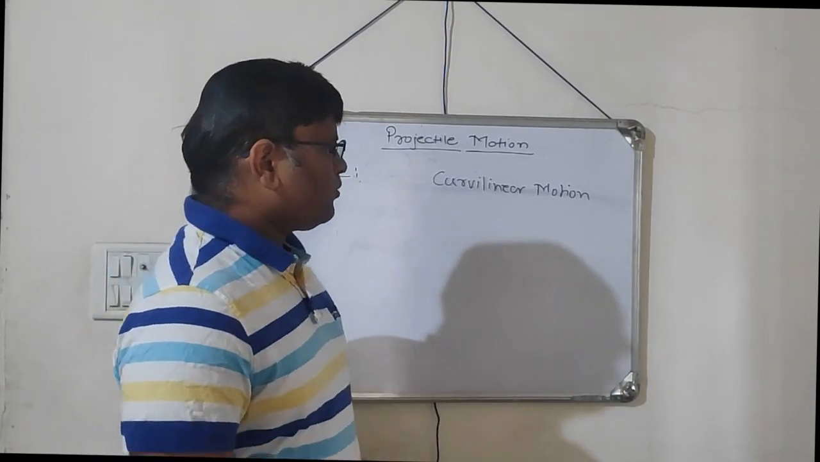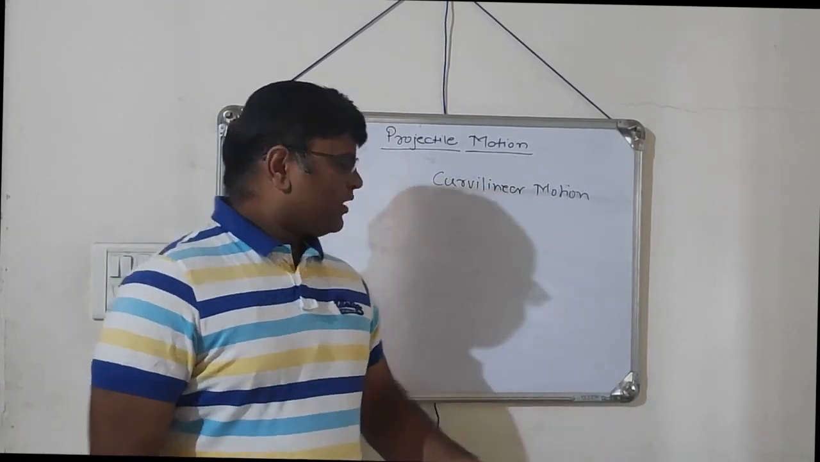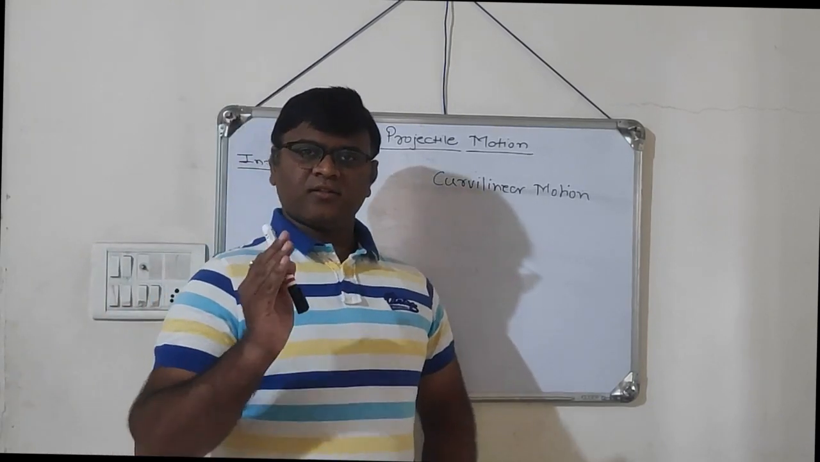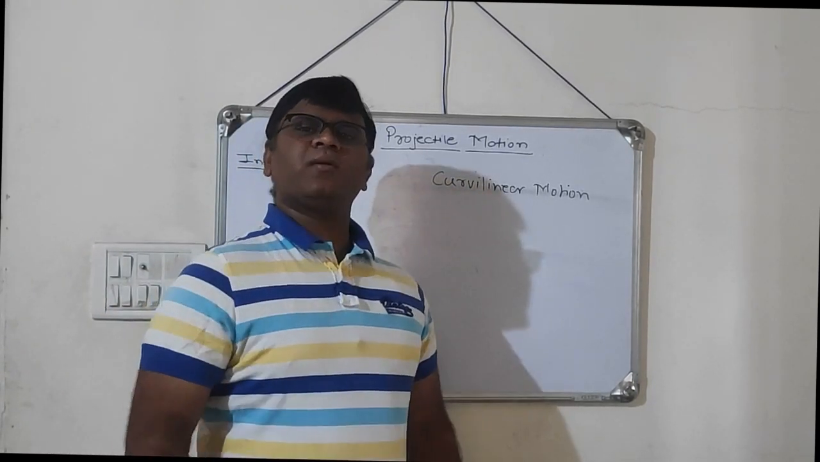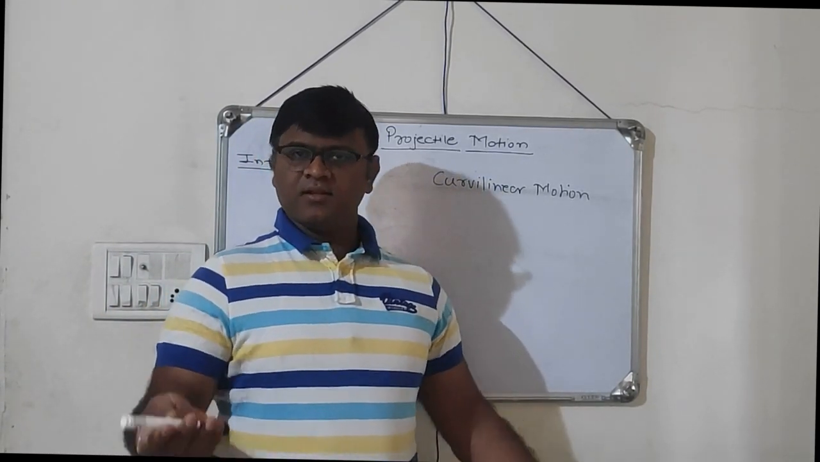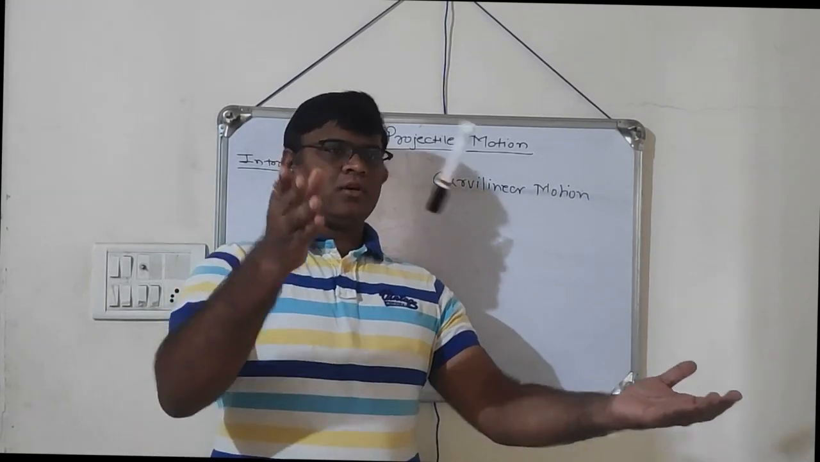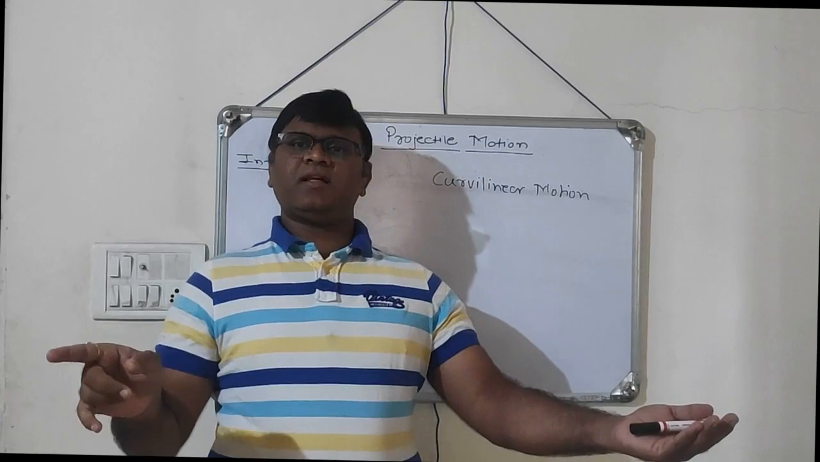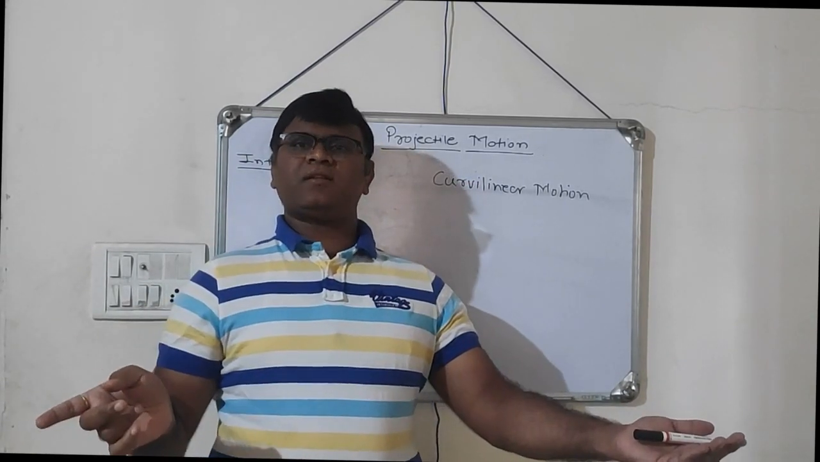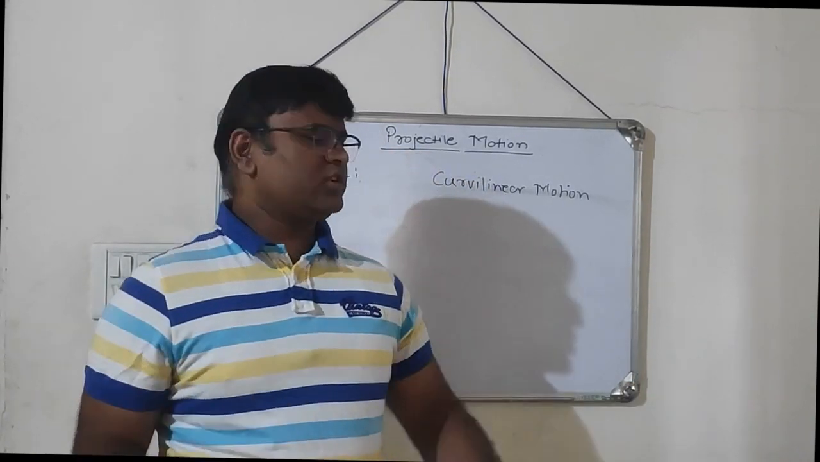So what is projectile motion? When does it happen? If any particle is projected free in air, it becomes a projectile motion. For example, this is a pen. If I throw this particular pen, it follows a curvilinear path, and this path, or we can say the motion, is your projectile motion.